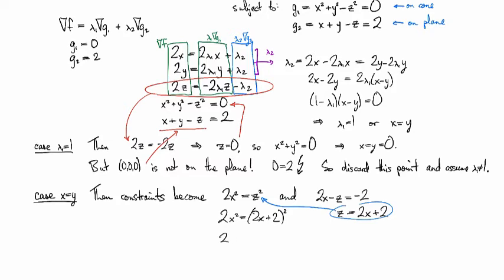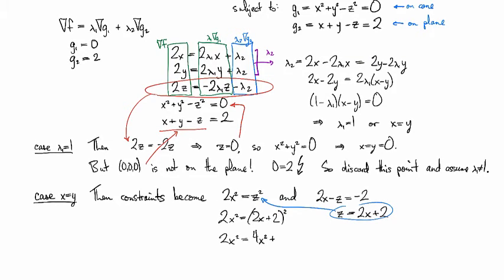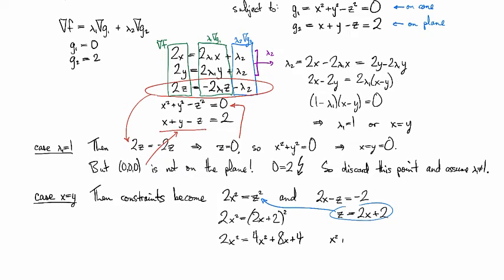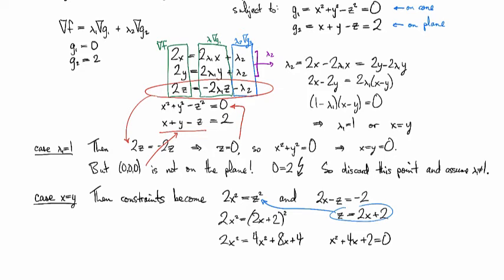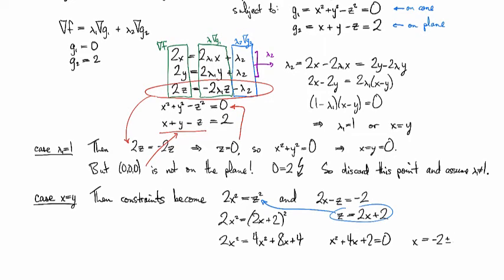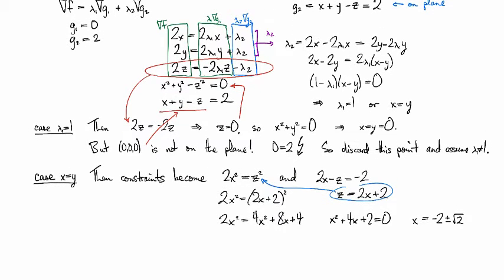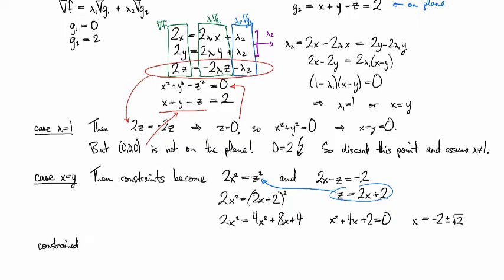So what does that mean? That means FOIL this out. We have 4x squared plus 8x plus 4. And then x squared plus 4x plus 2 equals 0, by collecting the x squared terms and dividing by 2. Then I get from the quadratic formula x equals minus 2 plus or minus square root of 2. All right, okay, now we're getting somewhere. Now we have the constrained extrema.